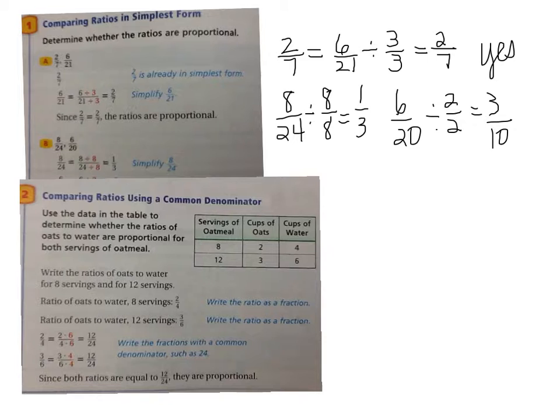Are these two ratios proportional? No. You would say they are not proportional. 8 to 24 does not equal 6 to 20. So no, they are not proportional. Okay, so that's one way you can do it.